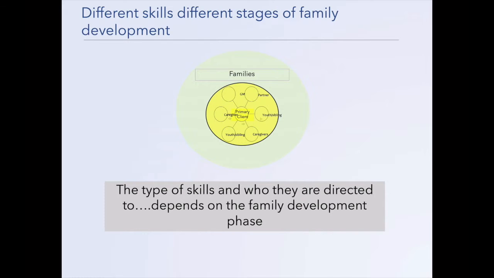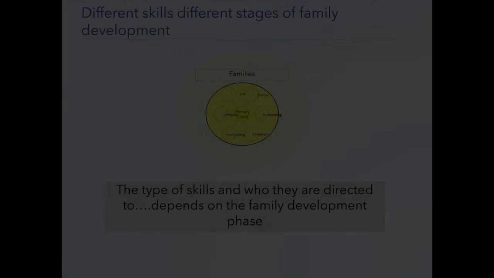The second area to match to is the developmental status of the family. And this is that notion we talked about that in different family stages, families feel like different things are more relevant. Families with young children have a certain set of things that occupy their world. Families with adolescents have a different challenge on their hands. And then families with young adults, yet again, a different challenge. So the type of skills and who they're directed to very much depends on the developmental phase of the family.